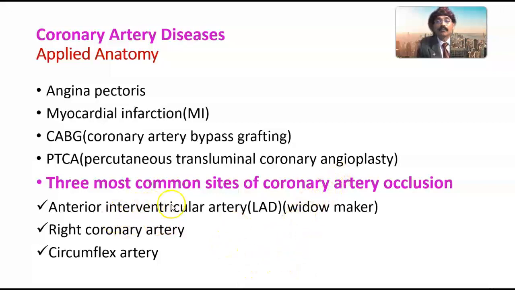Three most common sites of coronary artery occlusion: the anterior interventricular artery, LAD, also called the widow maker in slang language; the right coronary artery; and the circumflex artery. The LAD is around 45% of cases. The right coronary artery is around 35 to 40% of cases. The circumflex artery may be blocked in around 15 to 25% of cases. Someone may have all three arteries blocked together, then he or she may visit the hospital.